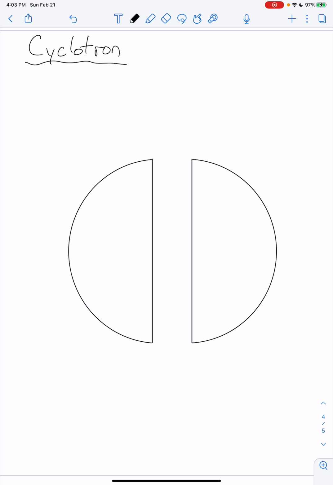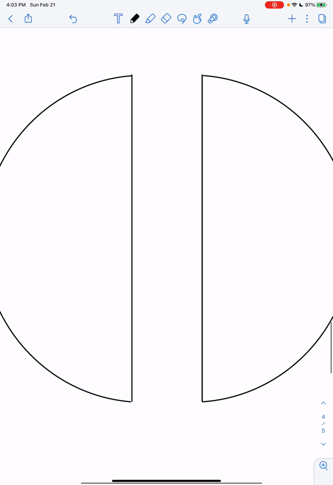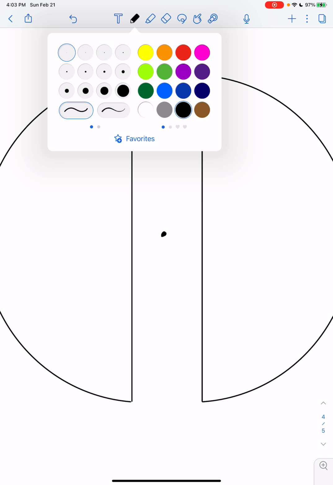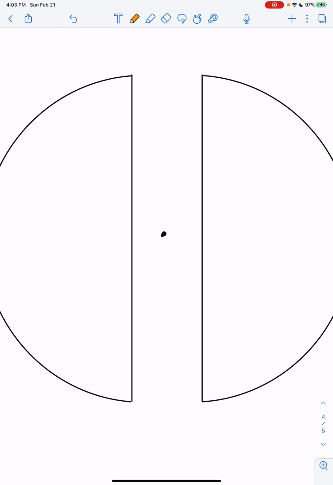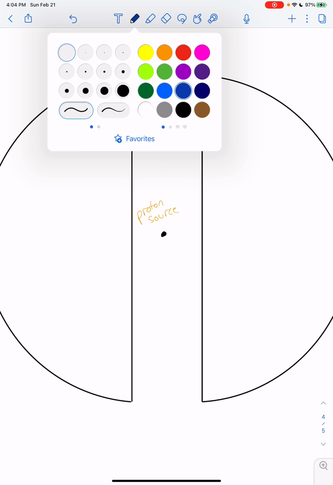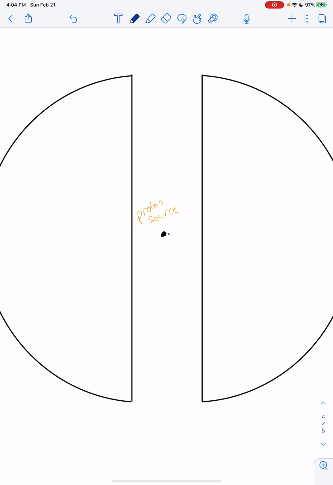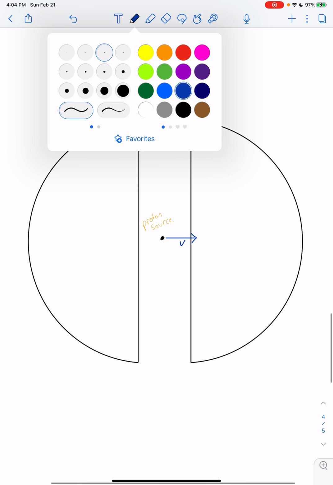And so what's happening in the case of a cyclotron is that we're going to zoom in here and talk about what's going on. We're going to have some proton source. For example, it could be something else, but I'm going to say we have some proton source, and it's going to have some initial velocity. So it's going to send out a proton at some velocity, and it's going to enter an area where we have a magnetic field.